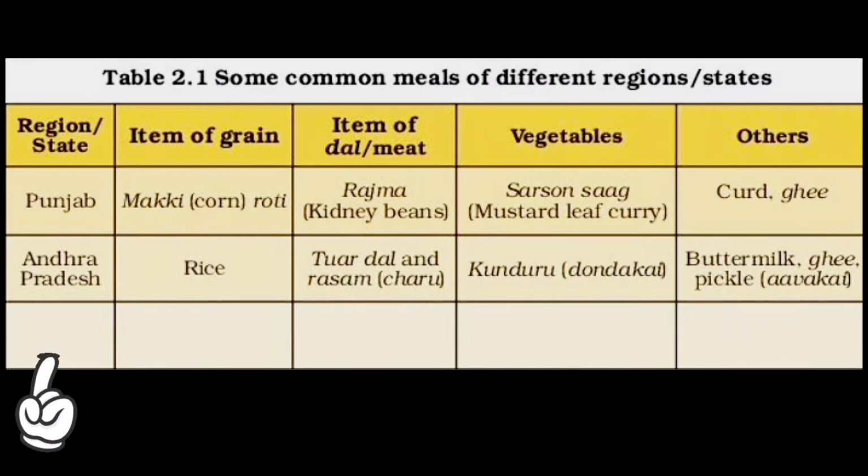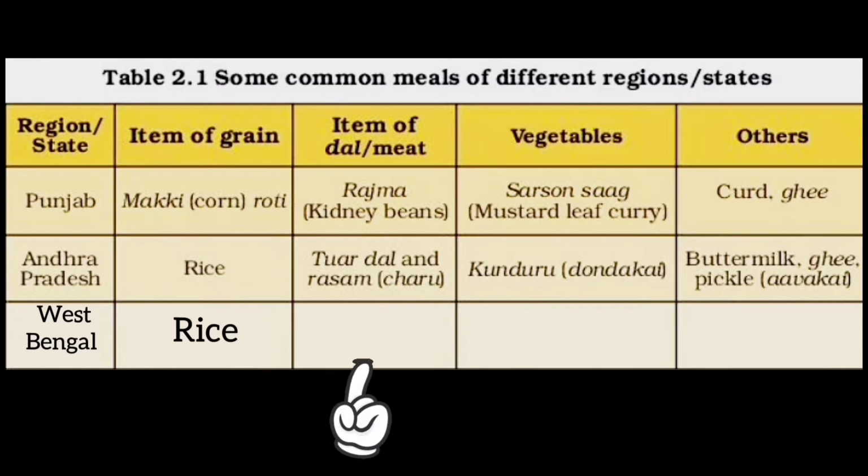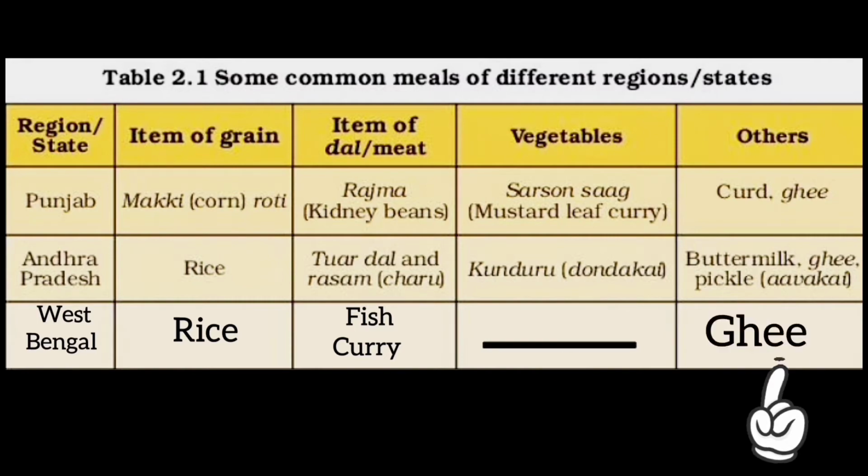Let us take row 3 as West Bengal. The item of grain is rice. The item of dal or meat is fish. Vegetables, they don't take any vegetables while eating such a combination, and in others they add ghee to their rice.